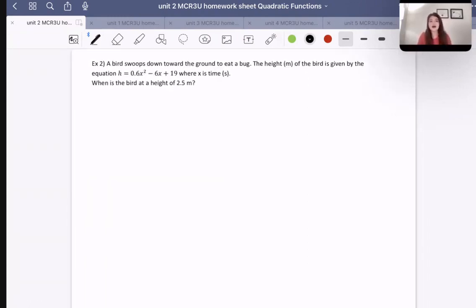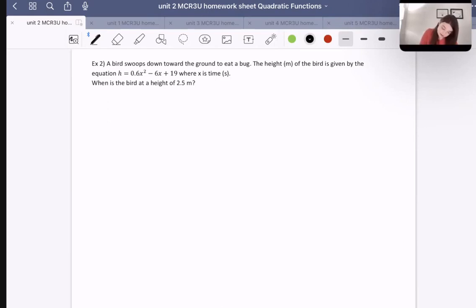Let's try one more, example 2. Example 2 says, a bird swoops down towards the ground to eat a bug. The height in meters of the bird is given by the equation h is equal to 0.6x squared minus 6x plus 19, where x is the time in seconds. When is the bird at a height of 2.5 meters? Okay, so similar deal here.